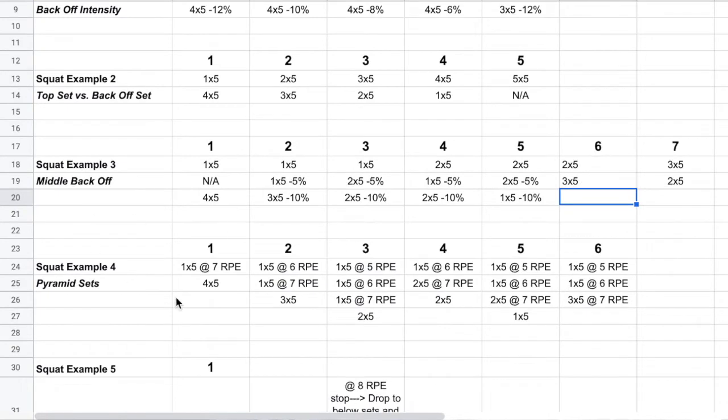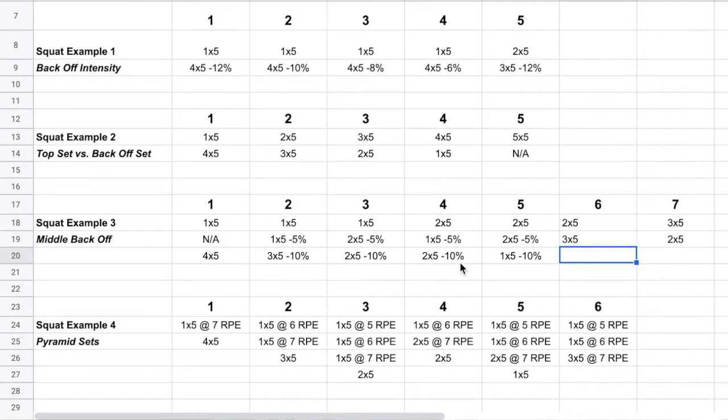Next thing we can look at is, we looked at back off sets here, but maybe we're going to do pyramid sets. So we have 1x5 at a 7 RPE and then 4x5, which is what we originally had. Another option: 1x5 at a 6 RPE, 1x5 at a 7, and then 3x5. We now have a pyramid up to that top set. We could do the next one, where we add another pyramid set before that. We have 1x5 at a 5 RPE, working all the way up to a 7 RPE, and then 2x5. Yep, that's right.